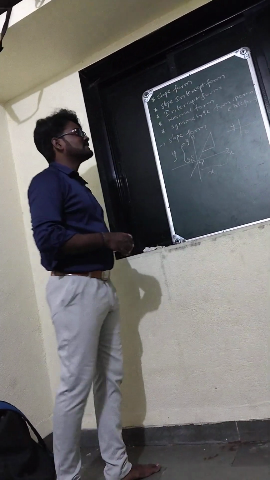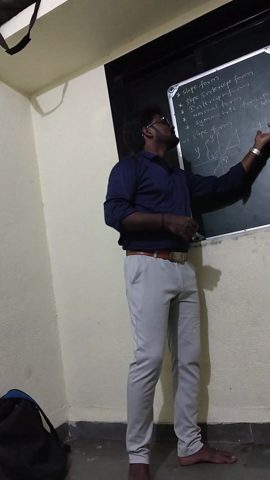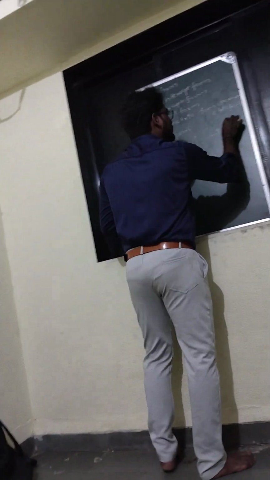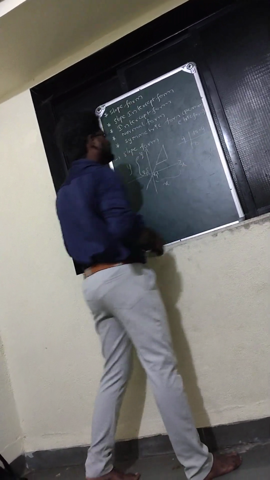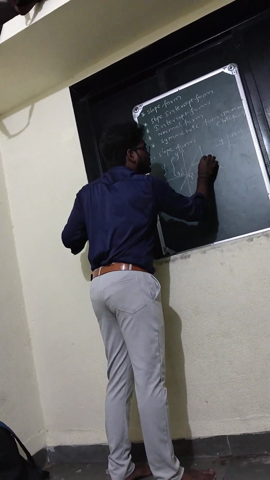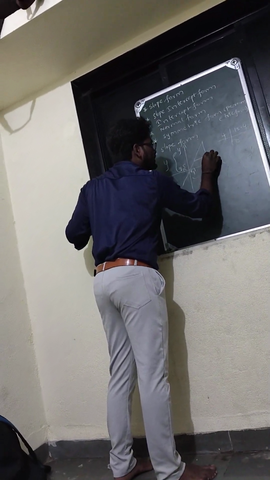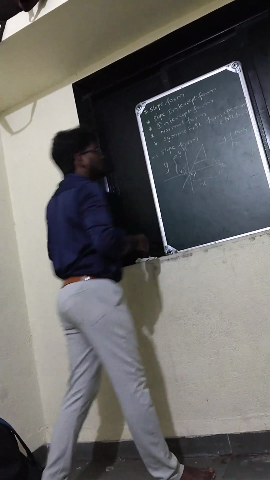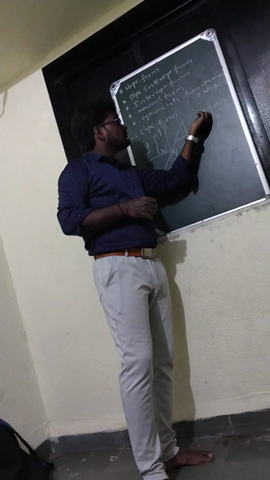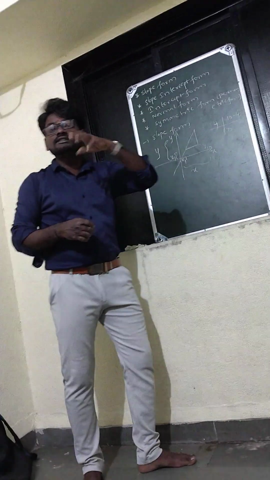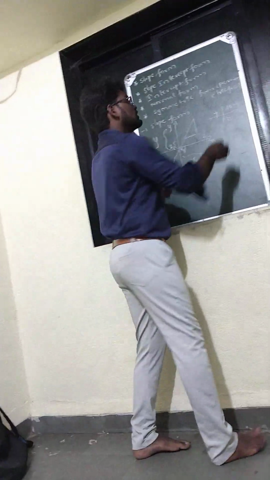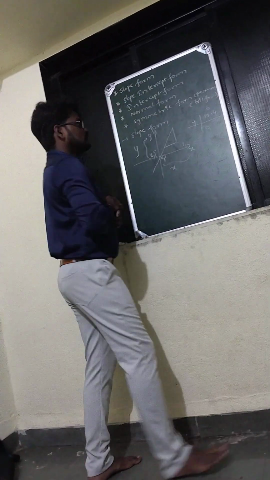What about the remaining distance? Total distance is 10, some distance is 4. The remaining distance is 10 minus 4. Here the total distance is y, then this distance is y1. You observe this one: total distance is 10, some of the distance is 4, and the remaining distance is 10 minus 4, which equals 6.